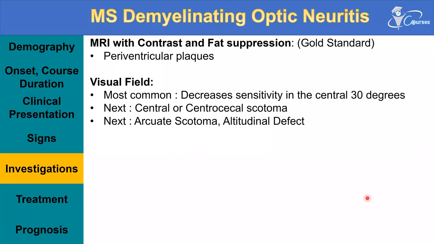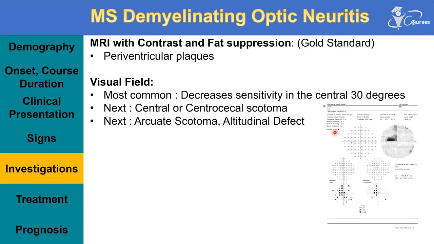What's next? What else? We can do visual field. So the visual field can show characteristic, the most common, which also was asked before in the ICO exams, the most common to see decreased sensitivity in the central 30 degrees. The next common visual field defects are a central or centrocecal scotoma, and also arcuate scotoma and altitudinal defect can also occur. So here is the trick.